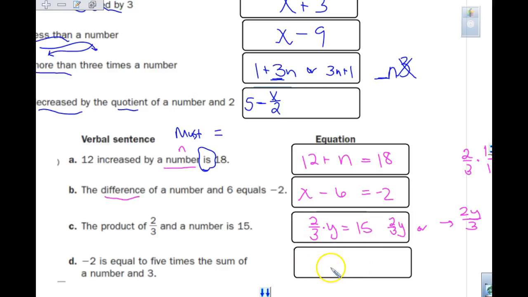-2 equals 5 times x plus 3. This is a tricky one. When they say 5 times the sum, that means you have to put this in parentheses. 5 times the sum. This part is like in a parenthesis. You're summing it and taking it times 5. Because then we are going to be working with the distributive property coming up.